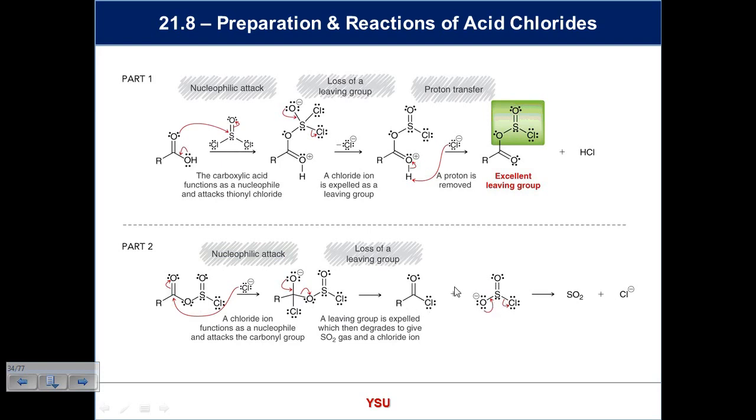You need to know that mechanism because it's very similar to other things we've done. And that's how you make acid chlorides. It's a very simple reaction to run, a very high yielding process, and it gives you access now to some very, very useful materials with good leaving groups attached.